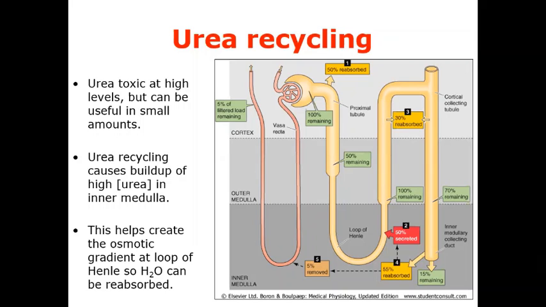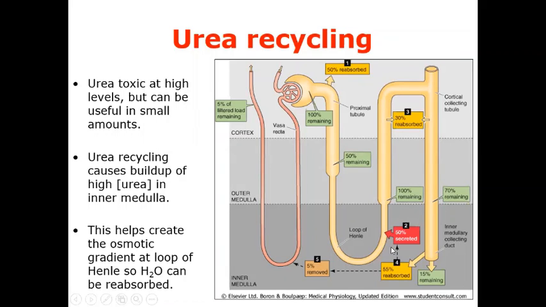Okay, so urea recycling causes buildup of high urea in the inner medulla. This helps create the osmotic gradient at the loop of Henle so that water can be reabsorbed. Just like we are talking of solutes that are being pumped, urea is also contributing to that hyperosmolarity of the medulla in the kidney. So here you have the cortex, the outer medulla, the inner medulla. You will see some amount of urea within the inner medulla that is also creating the osmotic gradient.